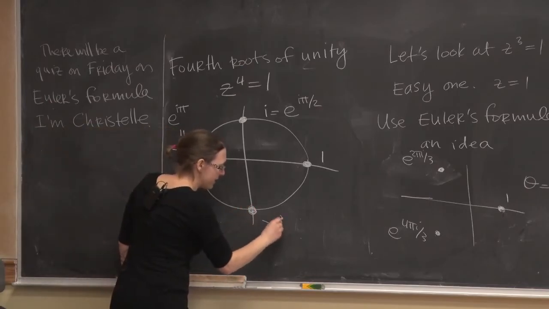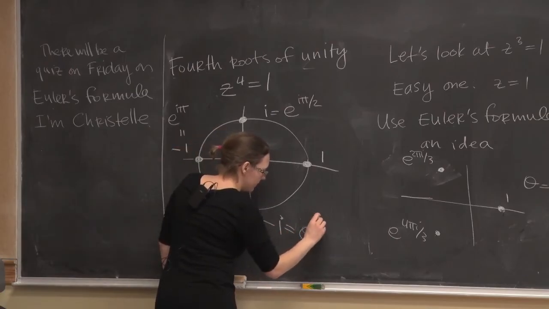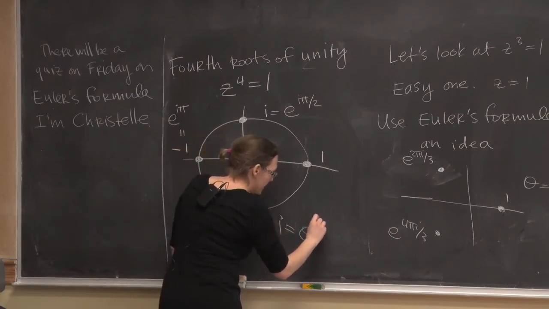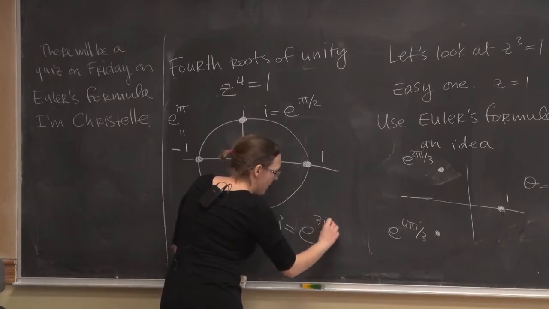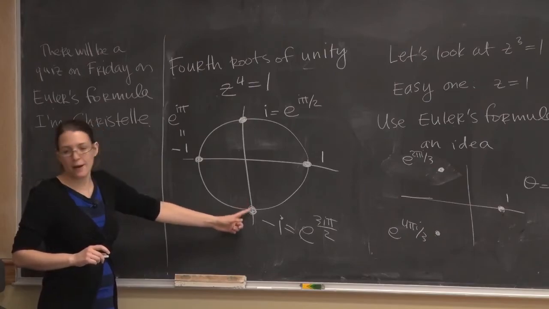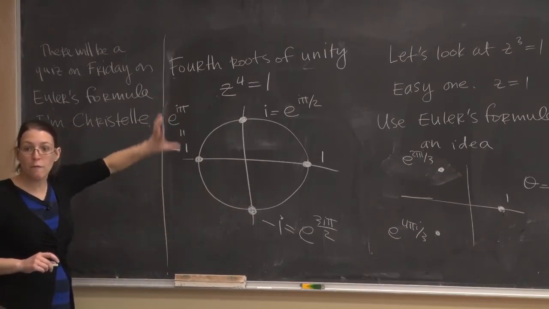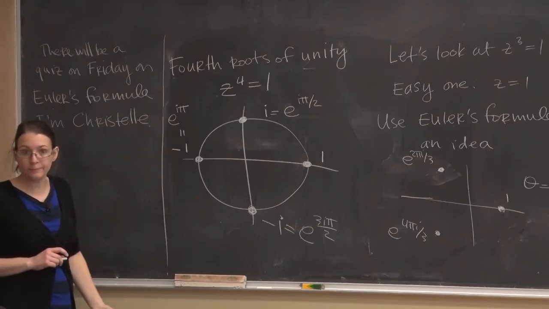Okay, and the number down here, minus i, is e to the 3i pi over 2, right? So this is the number that would have angle 3 pi over 2, so this is e to the 3i pi over 2. And that gives you the 4 fourth roots of unity.